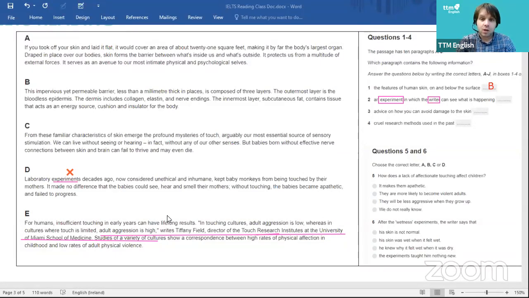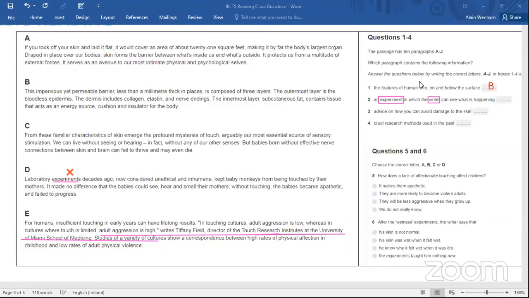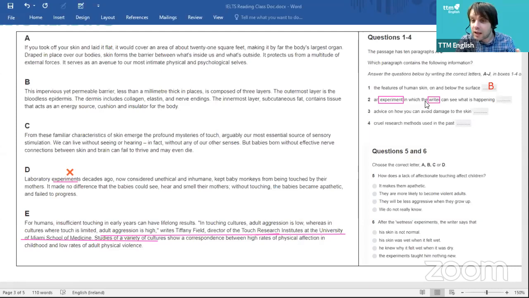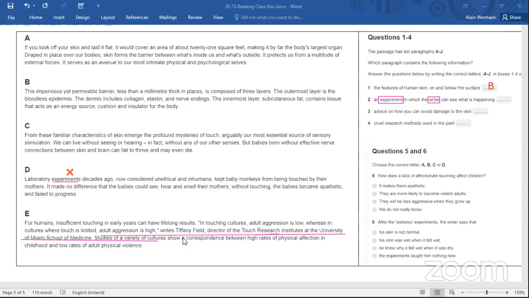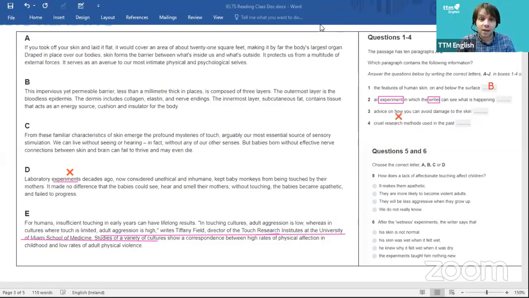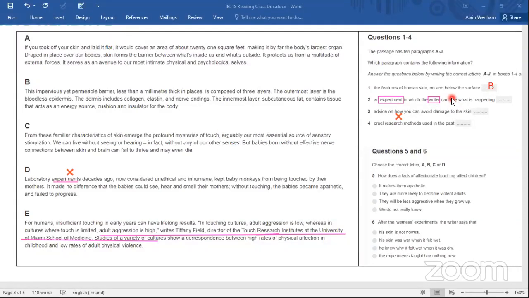Yes, sir. You think that, but do you think that it says there is an experiment in which the writer can see what is happening? There's nothing about a writer here. Studies. Where does it say that he can see what is happening? Sir, the physical affection in childhood and low rates of adult physical violence. Okay, but is that saying that the writer, that's a person who writes, can see something? No. Right? So no.